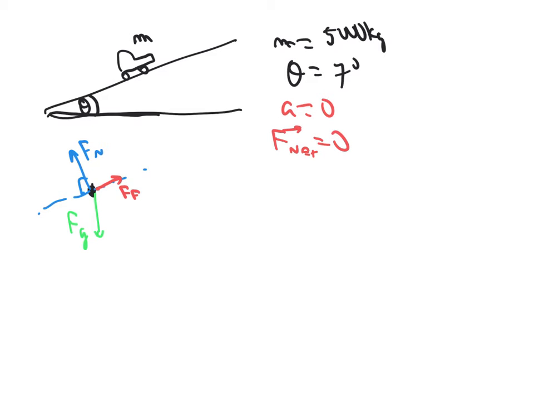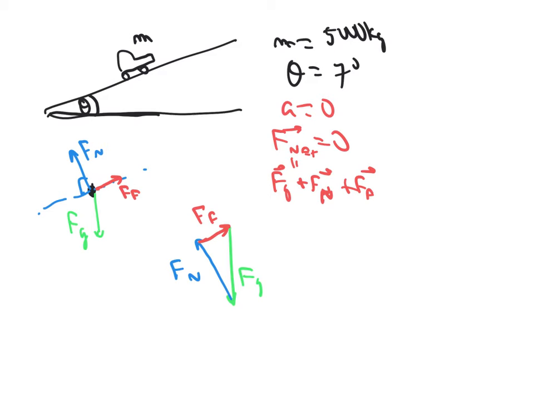So all we have to do now, well not all, but what we can do now is draw our triangles, because F net is also FG plus Fn plus FF. So if I take FG and I point Fn, they will add up to F sub F. We'll know that this is a right angle because the normal force is perpendicular to the surface and the friction is always parallel to the surface, so they're always at right angles.